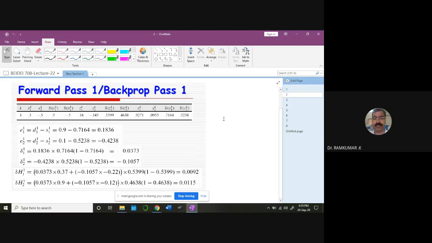This is the first forward pass, stage 1. Take the first pattern, k equal to 1, the first iteration, 0.5, minus 0.5. You pass it through this one, S of x1k. How do you compute that S of x1k?